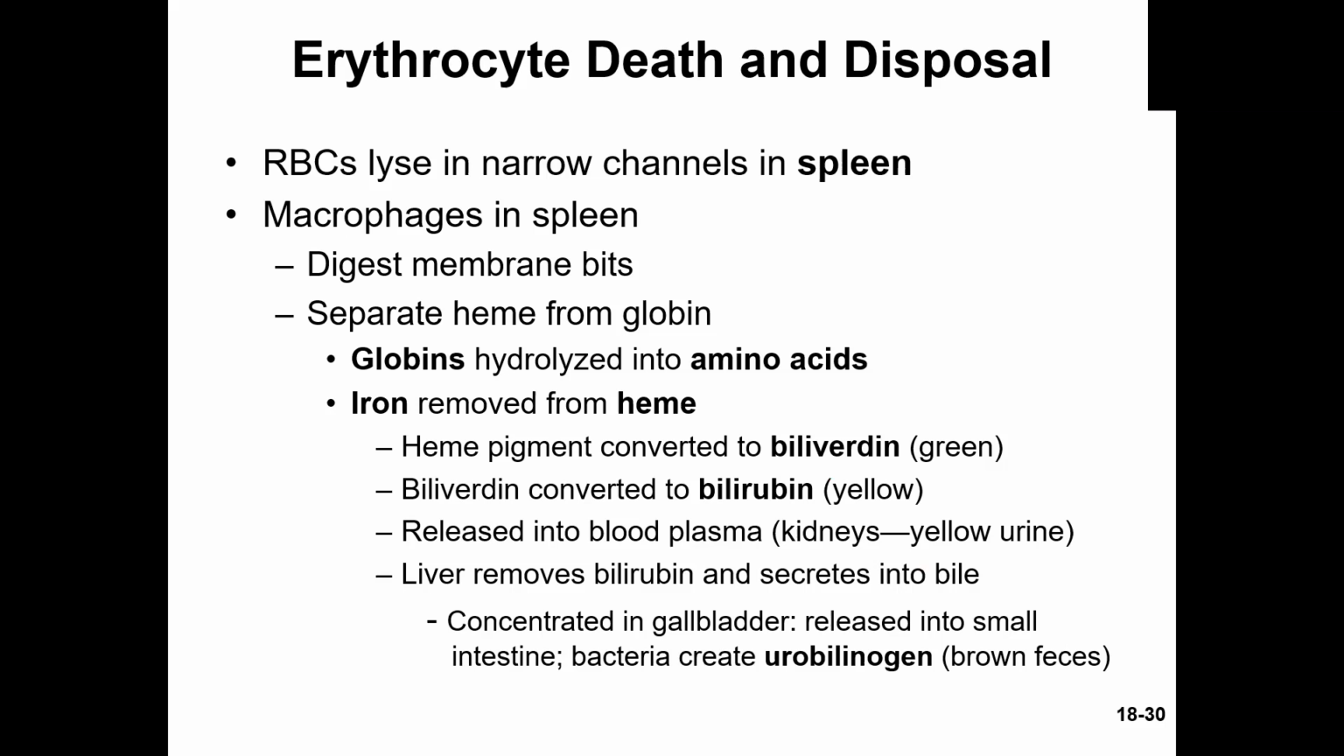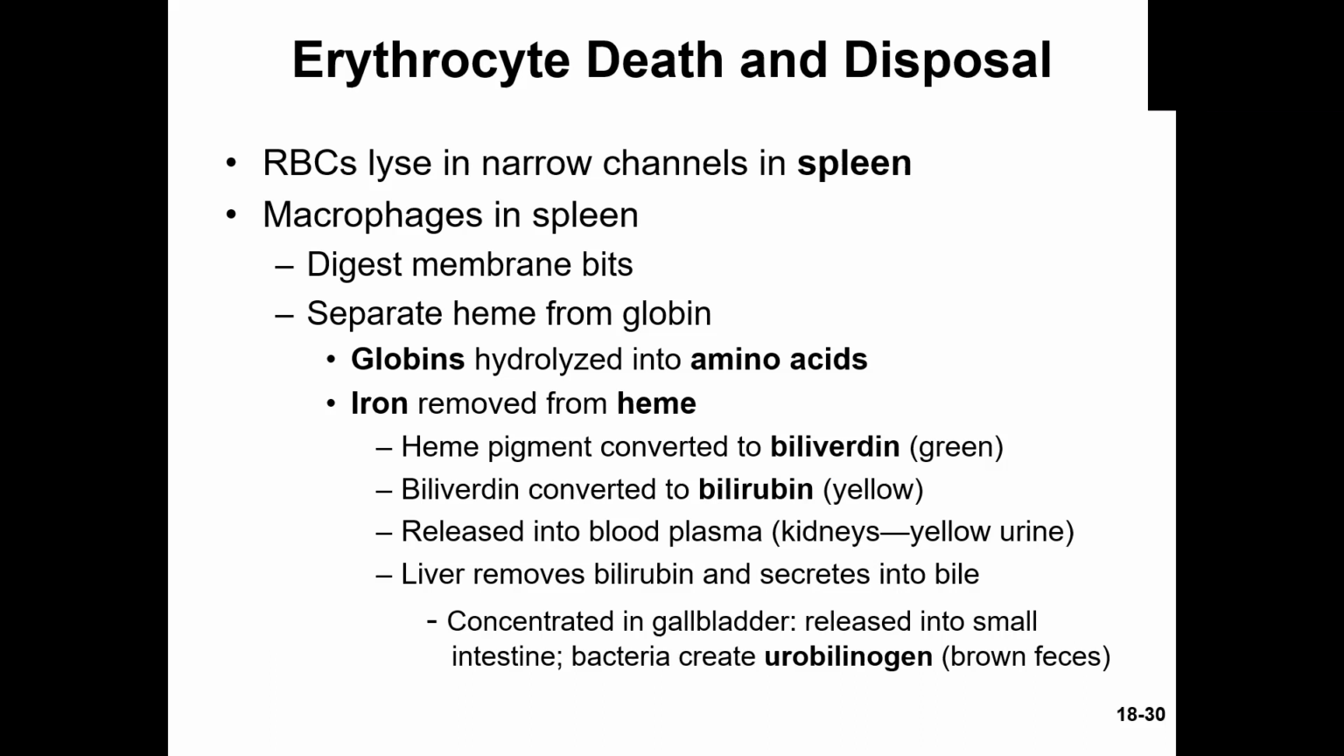What happens is they will digest the membranes, and then in regards to the hemoglobin itself, they're going to hydrolyze the hemoglobin into its globin groups and the heme group. From there, the iron will be removed. When the iron is removed, we have a pigment that's converted to something called biliverdin, which is green. Biliverdin is then converted to bilirubin, which is yellow.